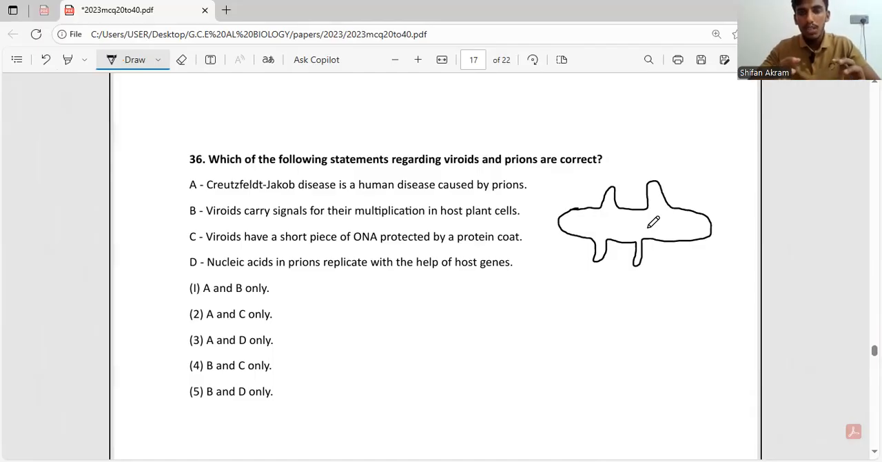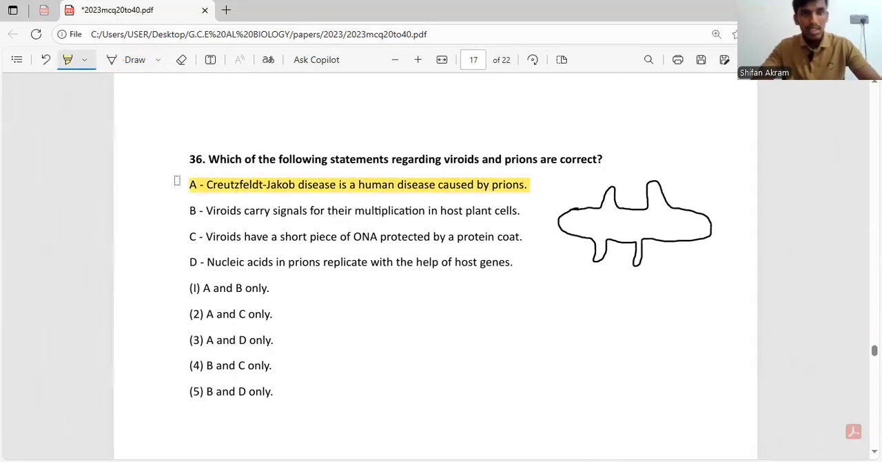Prions are just misfolded proteins, right? They are not living. They are not a microorganism. They are just misfolded proteins that can cause different issues in the human body. How? Because these proteins go and affect the healthy proteins present in the body and also cause them to misfold. It causes them to become abnormal prions. So that's what prions are. Then the first statement says Creutzfeldt-Jakob disease is a human disease caused by prions. Yes, which is correct. Prions usually affect cattle and sheep, but one of the diseases that is caused in humans is the Creutzfeldt-Jakob disease. This statement is correct.